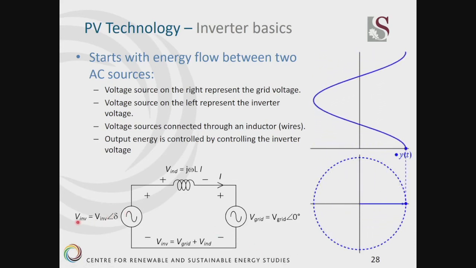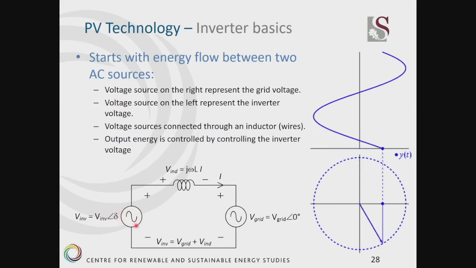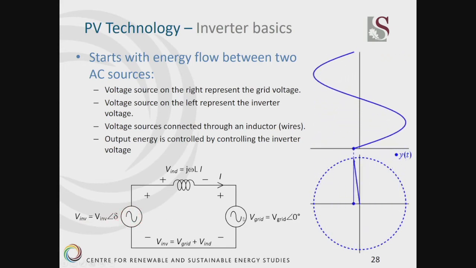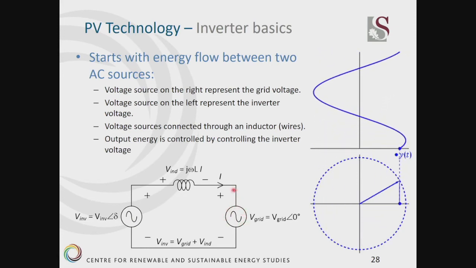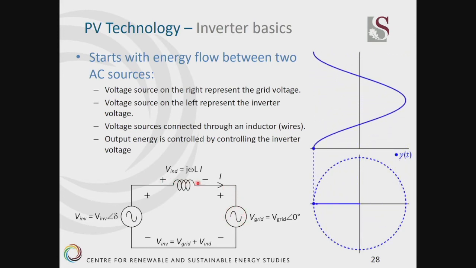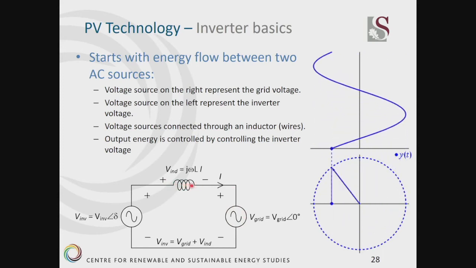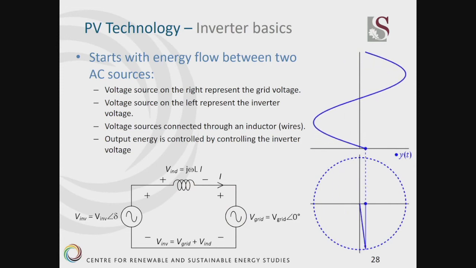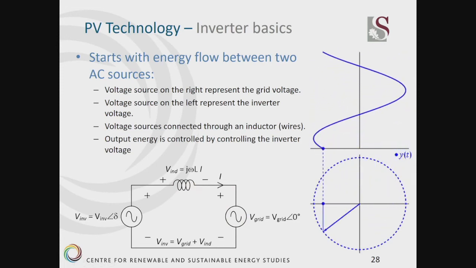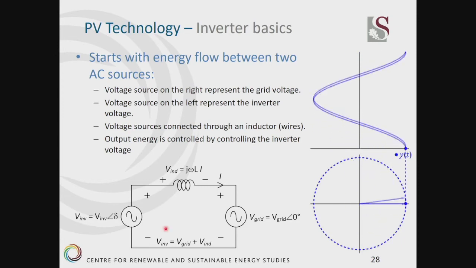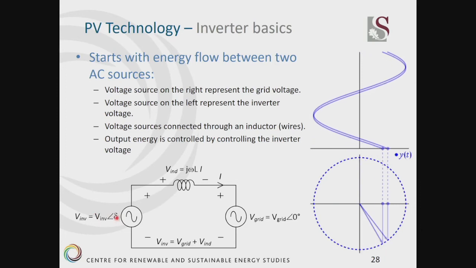So here we have the inverter modeled as an AC source, and we have the grid modeled as an AC source. These two are connected through wires, and this is typically your network outside, lines overhead or underground, and these wires are modeled as inductors. And the output energy can then be controlled by controlling the voltage vector of the inverter.